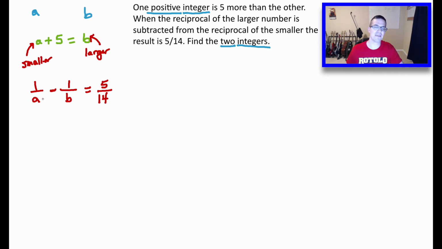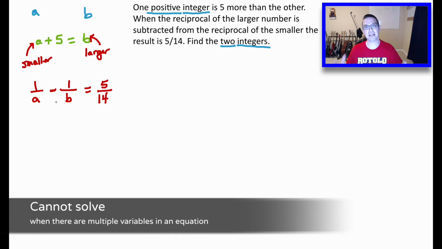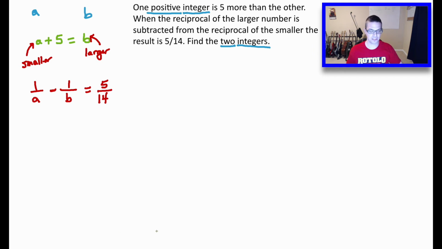The problem is we have two variables here, A and B, and you can't solve an equation with two variables, because there are infinitely many possibilities for A and B. So instead we have to make it so there's only one variable. To do that, we are going to substitute in the fact that B is equal to A plus 5.